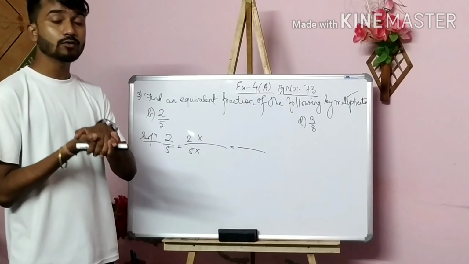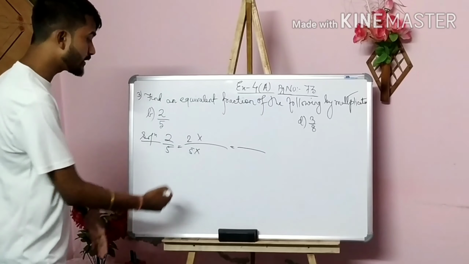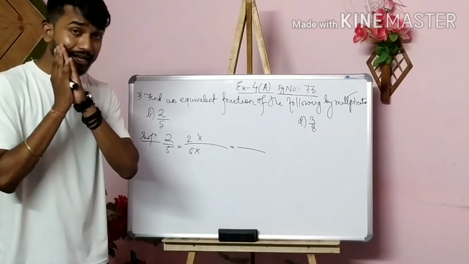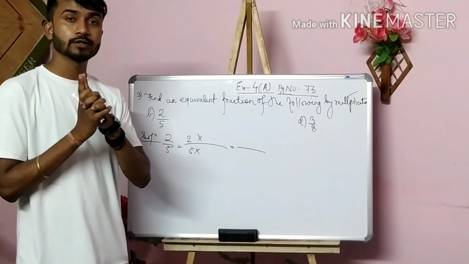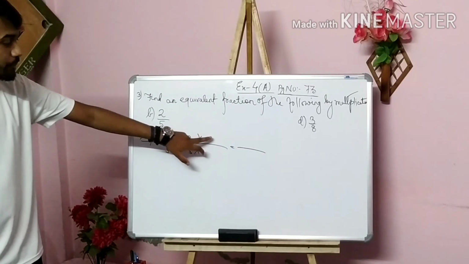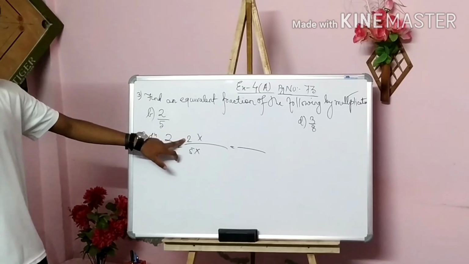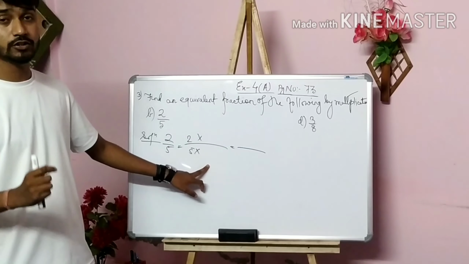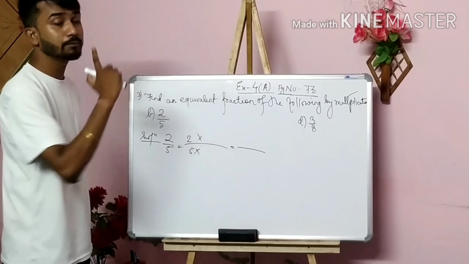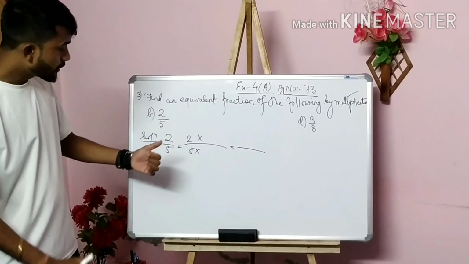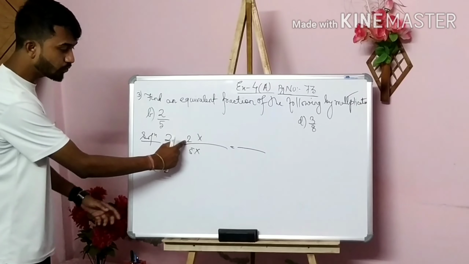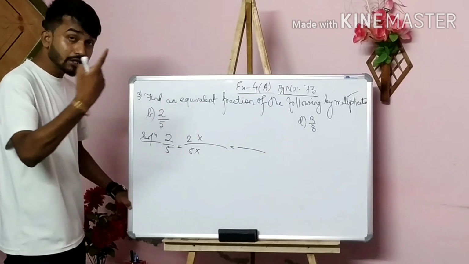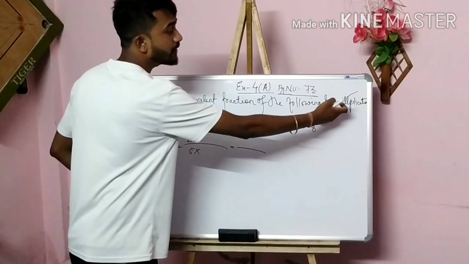But the thing is, by which number are we going to multiply to get an equivalent fraction? Kindly listen very carefully. Whatever number you multiply with the numerator, the same number should be used for the denominator. This is the most specific condition for finding an equivalent fraction by the multiplication method. 2 by 5 is there, I have written 2, I have written 5, and I have given a multiplication sign here, because we have to find it by multiplication.